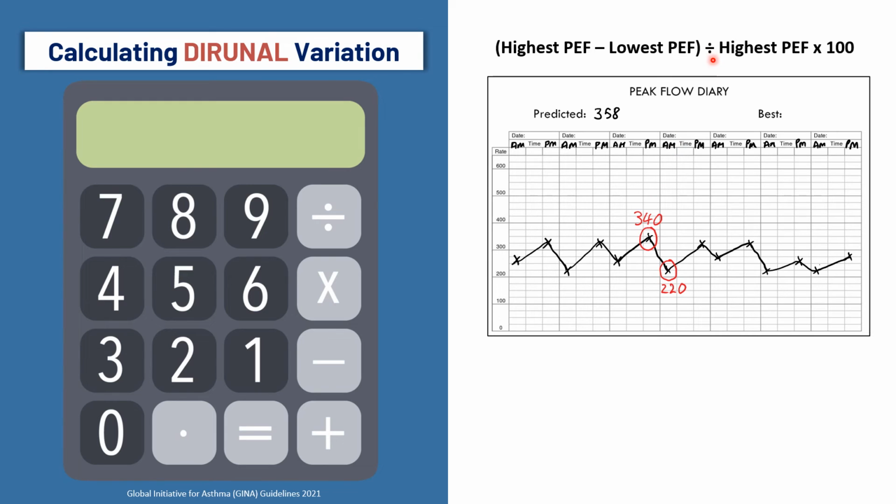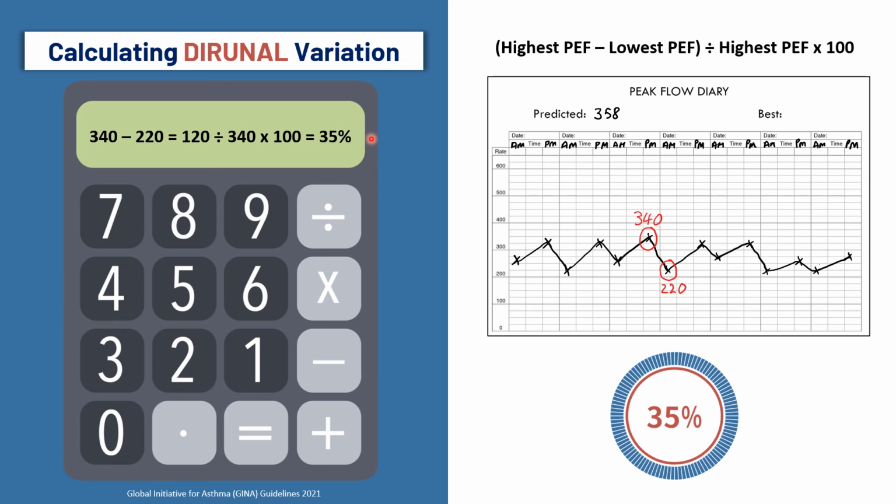You then divide whatever that result is by the highest peak flow. So 340 take away 220 is 120. You then divide it by the highest peak flow, which is 340. You times it by 100, that gives you the percentage. So the difference in this morning and night is 35%. So you've now interpreted that, you've calculated it.